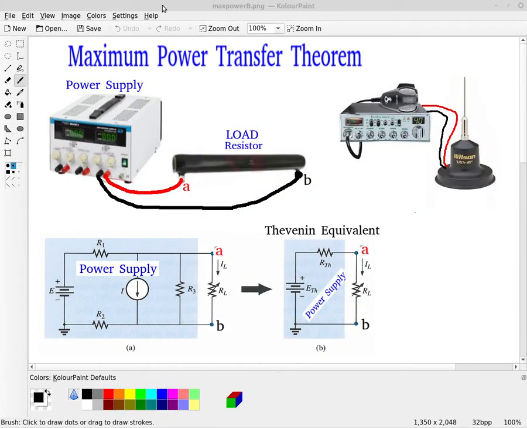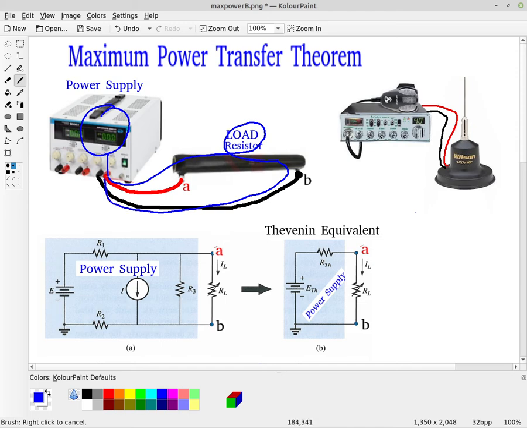So this video discusses the maximum power transfer theorem. If we look here, we see this is like a power supply like we use in lab. And this power supply obviously has quite a bit of electronics in it, but it's going to output current to some sort of load, and of course that current is going to return back in there.